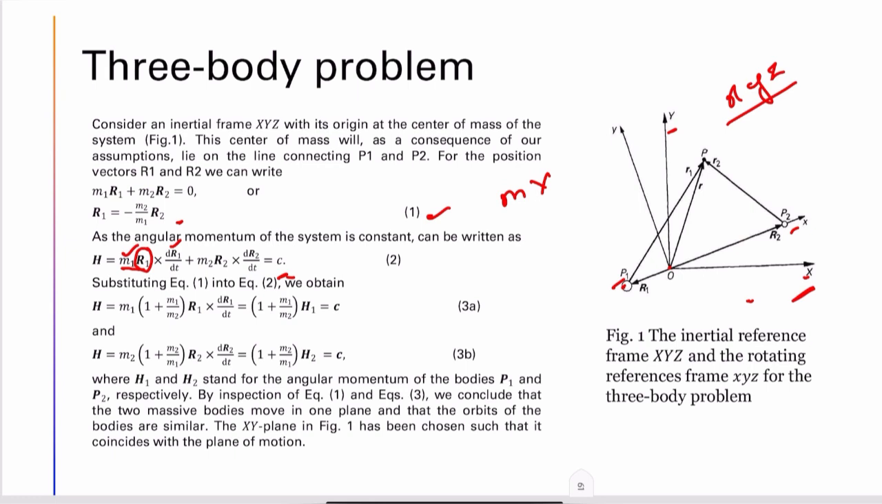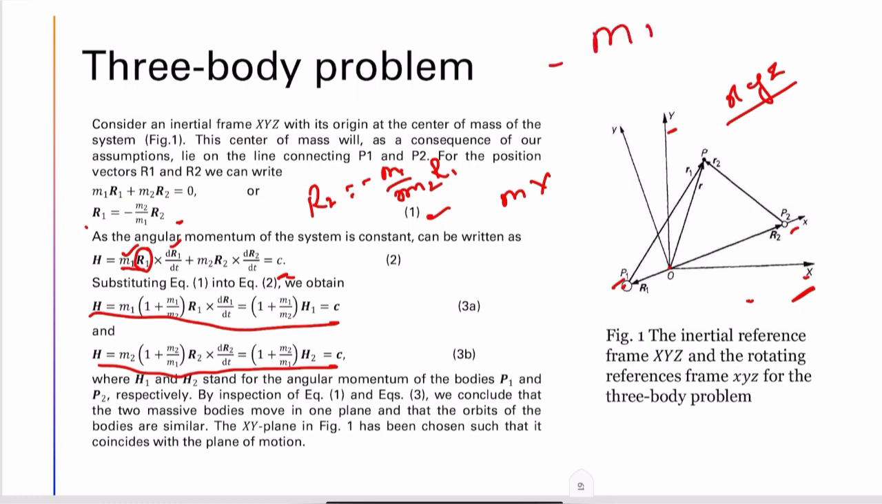So I can represent the equation in terms of R1 or R2 alone, because R1 can be represented in terms of R2 and R2 can be represented in terms of R1. Because of which I am getting two expressions where H is equal to M1. Here this R2 is replaced by R1. When I am replacing R2 by R1, R2 is nothing but minus M1 by M2 into R1. So it is minus M1 by M2 into R1, right? So that is what we are doing.